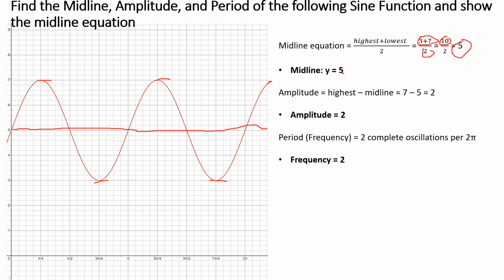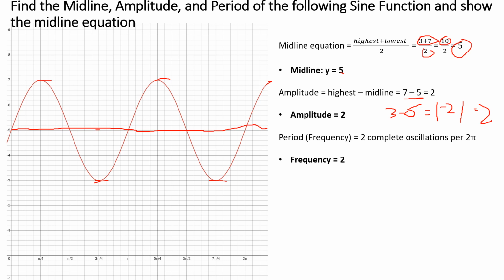The amplitude, remember, that's the distance from the midline to either the highest point or the lowest point. The highest point is 7. My midline is 5. 7 minus 5 is 2. I can also go from this direction, and it's an absolute. Here's 5, here's 3, and it's 3 minus 5, which equals negative 2, but as I said, it's an absolute distance, so that equals 2. You go either direction. And then the period is how long it takes until it starts back over.